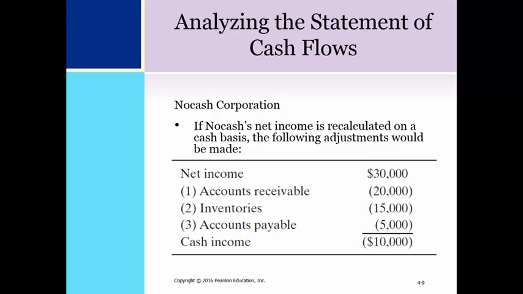If we calculate cash flow from operations using the indirect method, we can see that despite the profit of $30,000, No Cash had negative cash flow of $10,000. This is due to the increasing accounts receivable and increasing inventories, while accounts payable decreased.